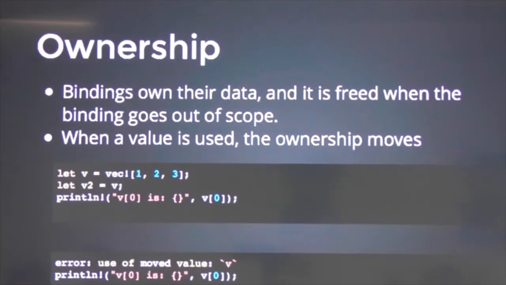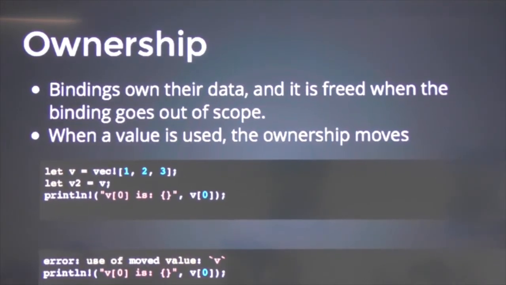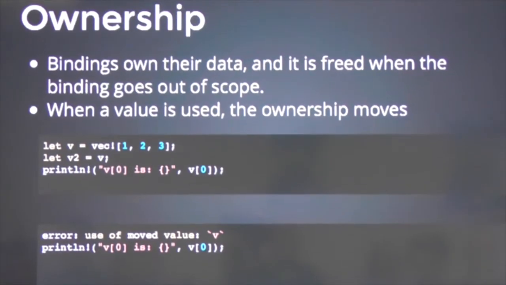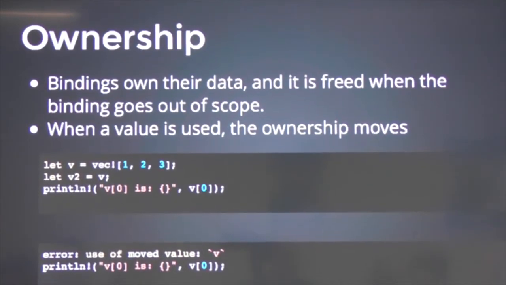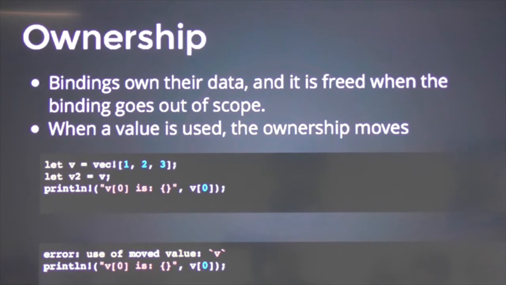So bindings own their data in Rust. When you declare let x equal whatever, when that binding goes out of scope, x will be destroyed. So in this case, we could declare a vector of 1, 2, 3. We'll assign a second binding, taking its value from the first one, and then try and use the first one again. And Rust tells us you can't do that. V2 has assumed the ownership of the data that V was originally referencing, so you aren't allowed to use V again.